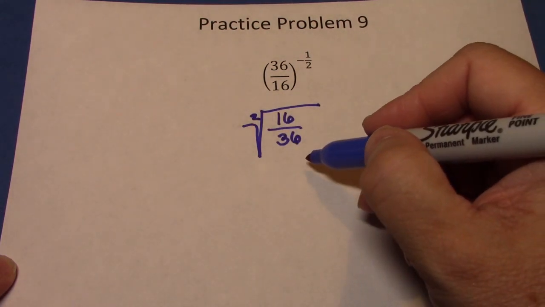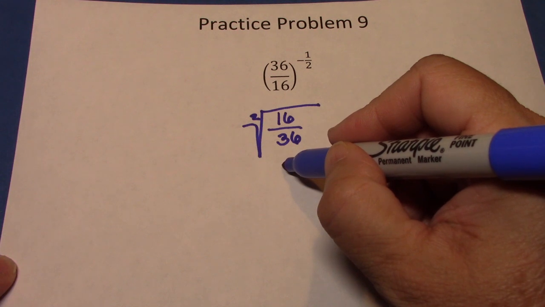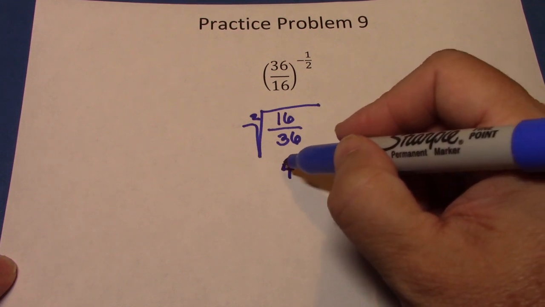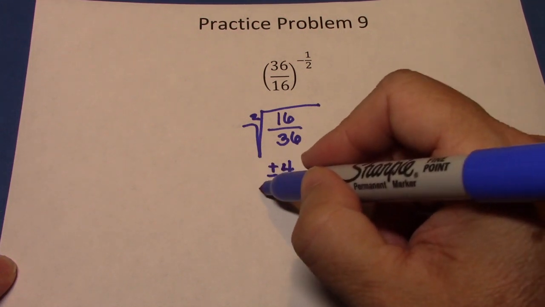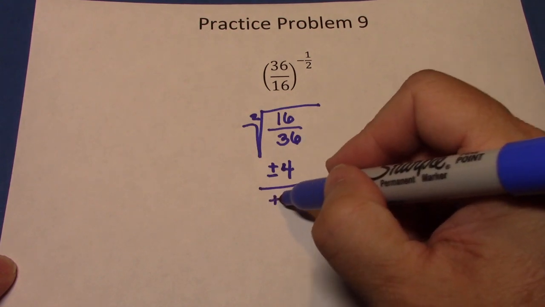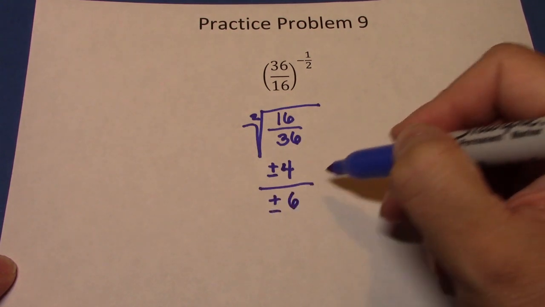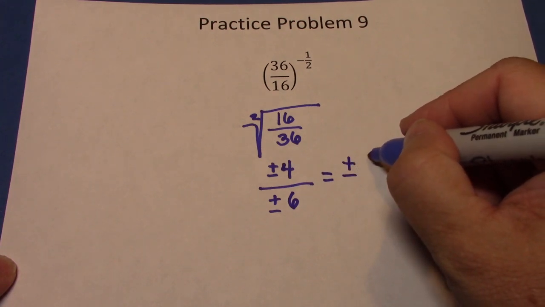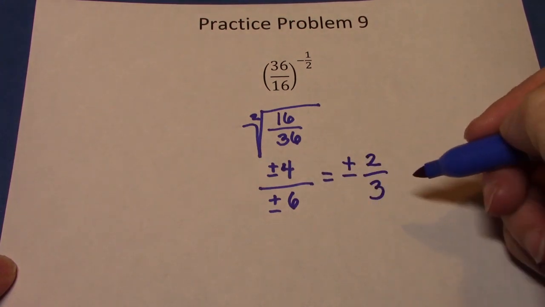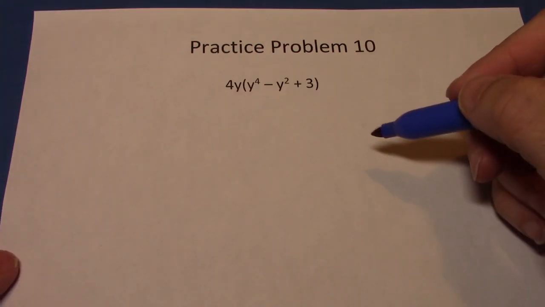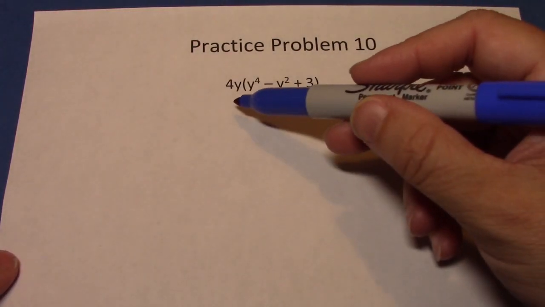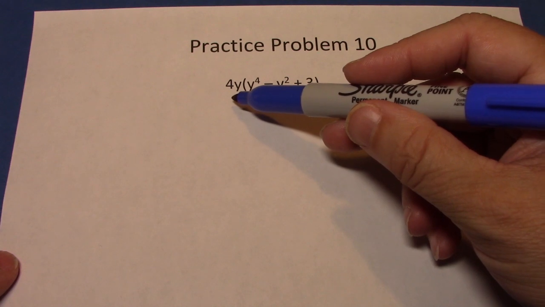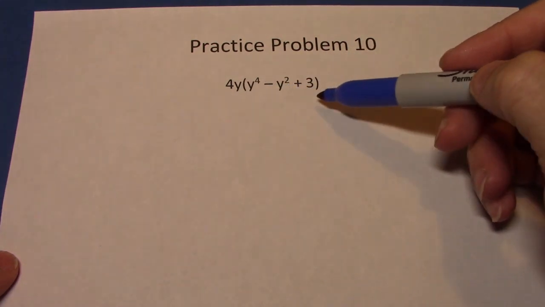The square root of 16 could either be 4 or negative 4. And the square root of 36 could be positive or negative 6. So this simplifies to either positive or negative 2/3.